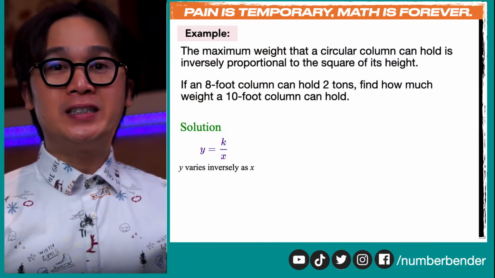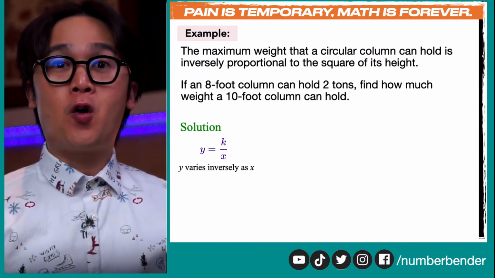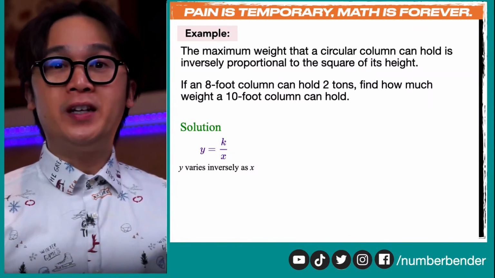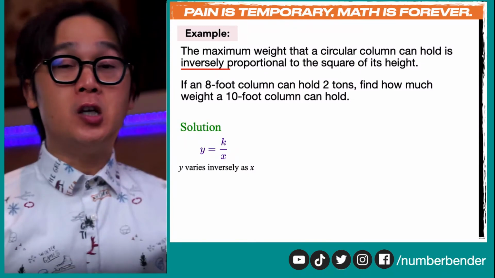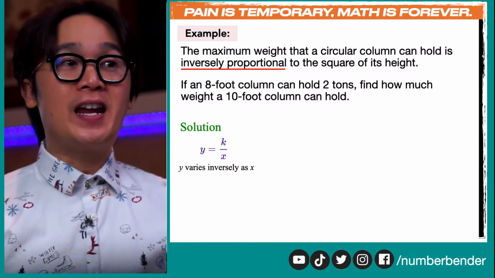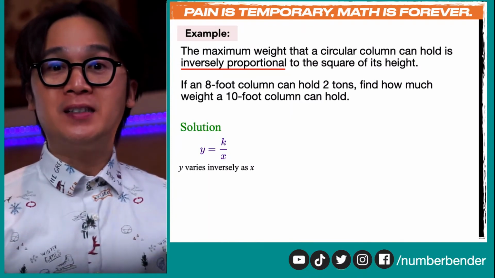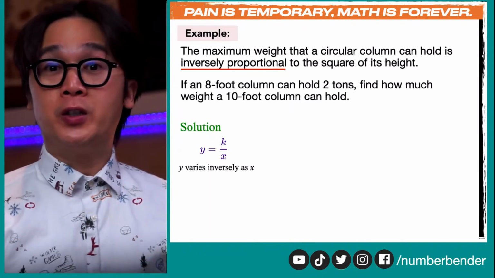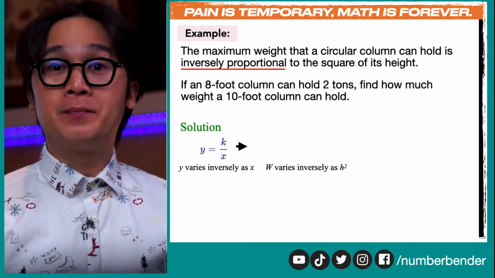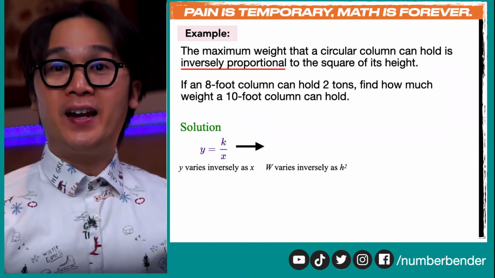So if we're going to translate this form from this problem, we know that we're going to have W varies inversely as h squared. And in this case, our input and output will be represented by W and h squared.